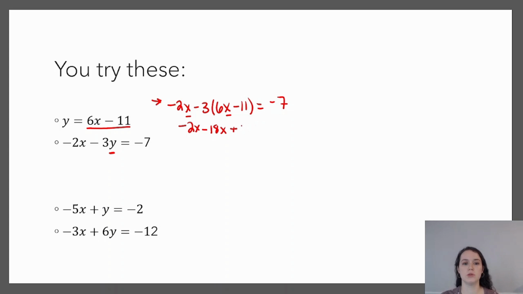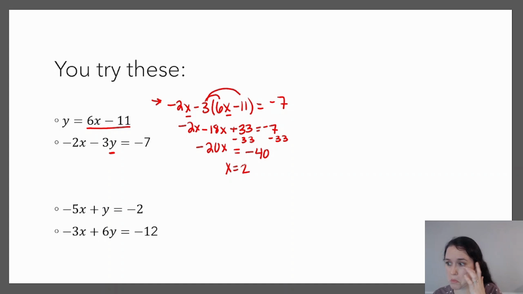All right, distributing the 3. So negative 18x and then positive 33 equals negative 7. Let's clean this up a little bit. Negative 20x. I'm going to go ahead and subtract 33 on both sides. You might have done this in more than these steps. That's fine. Negative 40. So x equals 2. All right, so I'm getting x equals positive 2 for this one.